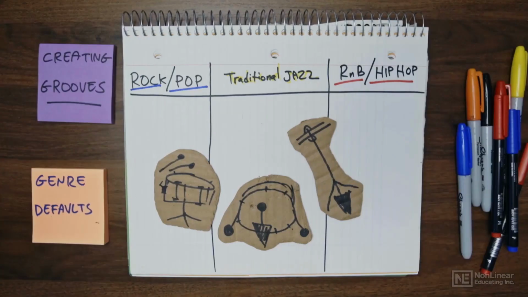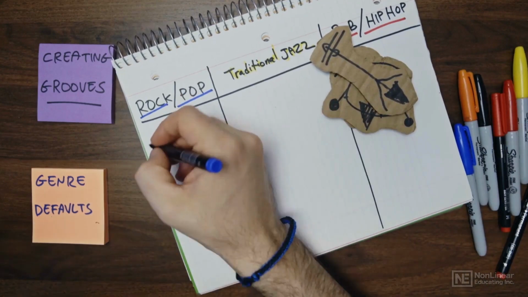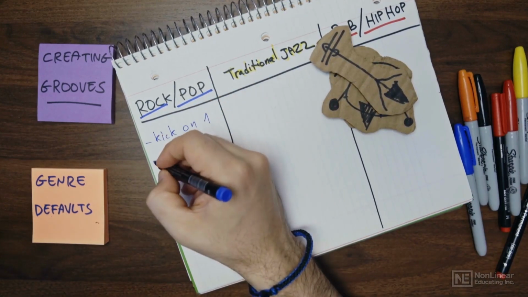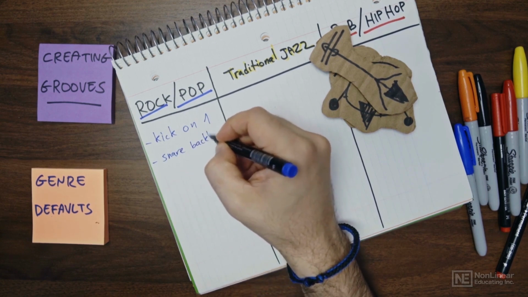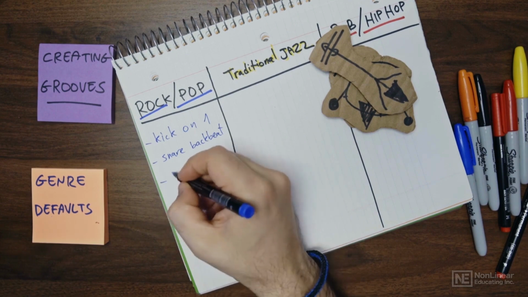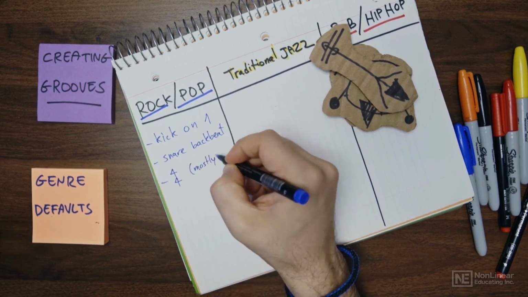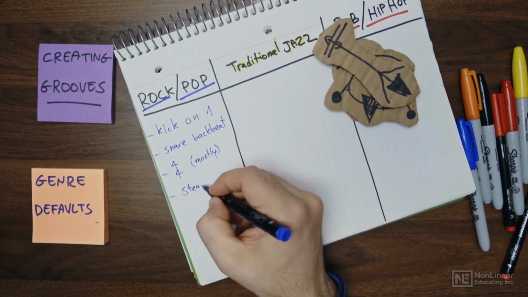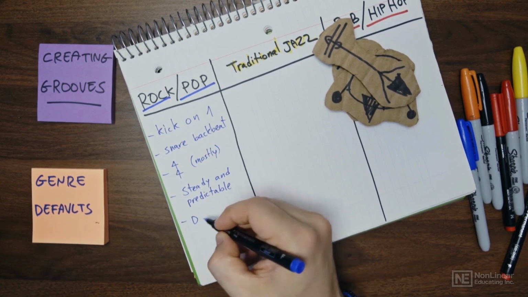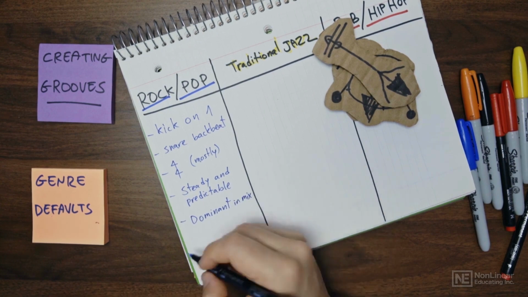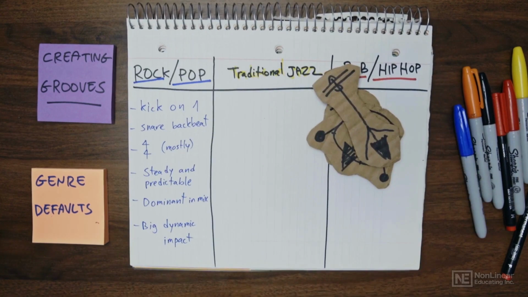The elements I identify as stylistically important here are the kick drum on beat 1, the snare on the backbeat, beats 2 and 4 or beat 3 if we're in halftime, and yes, we're most likely going to be in a 4/4 time signature, and the steadiness and predictability of the groove, as both genres originally tilted towards music for dancing. In both genres, the drums would be pretty dominant in the mix, and their dynamic impact is very heavy and upfront. The general difference between these genres will stem from sound and variability within the song.